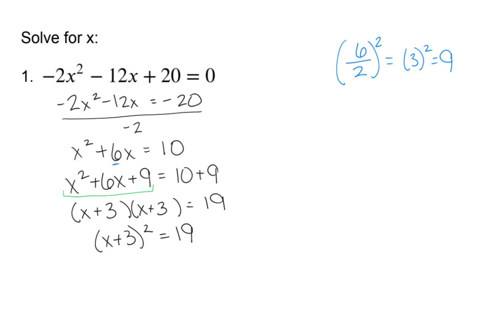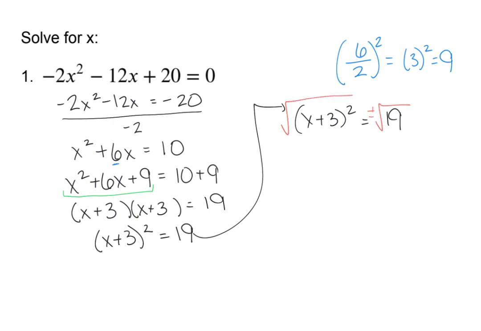Now we can use the square root method to solve this. I'm going to move this over here so we've got a little more room. So I've got x plus 3 quantity squared equals 19. To get rid of the squared, we're going to square root both sides, and don't forget that plus or minus. The square and the root cancel, and I'll be left with x plus 3 equals plus or minus the square root of 19, which I don't think I can simplify.